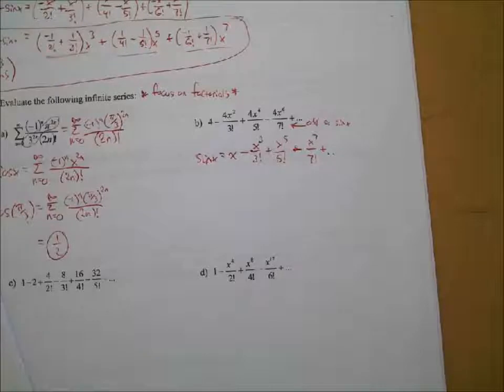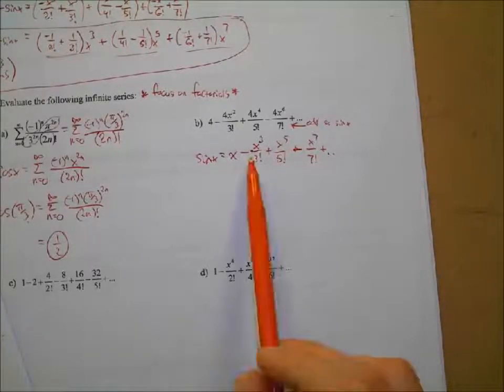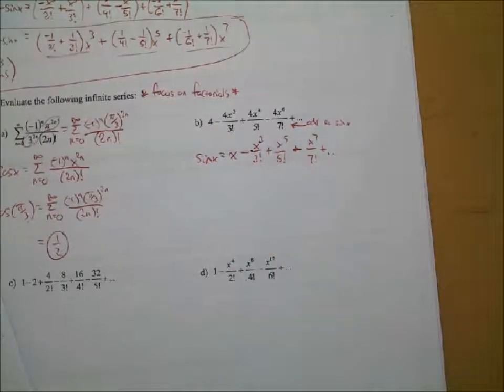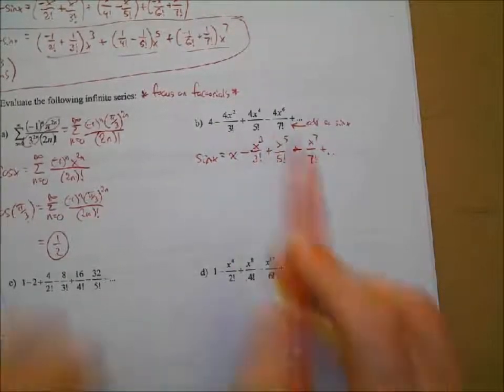Okay, we're missing an x in every term. How can we account for that? How can we make this match this? What would we need to do to this side? Divide everything by x. Exactly right. So we're going to divide each of these terms by x.